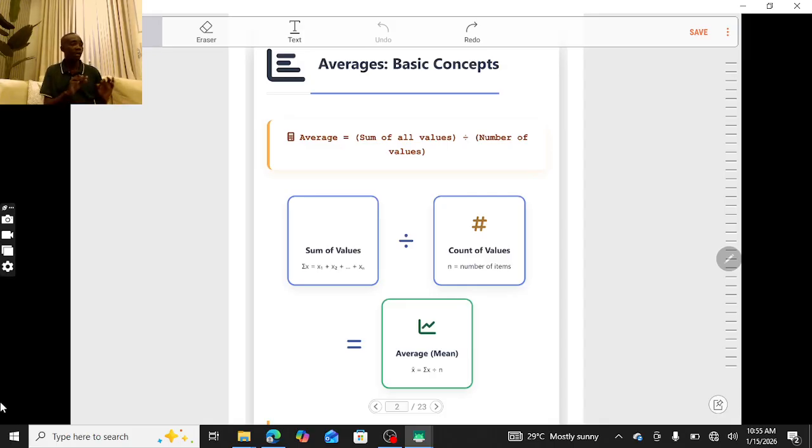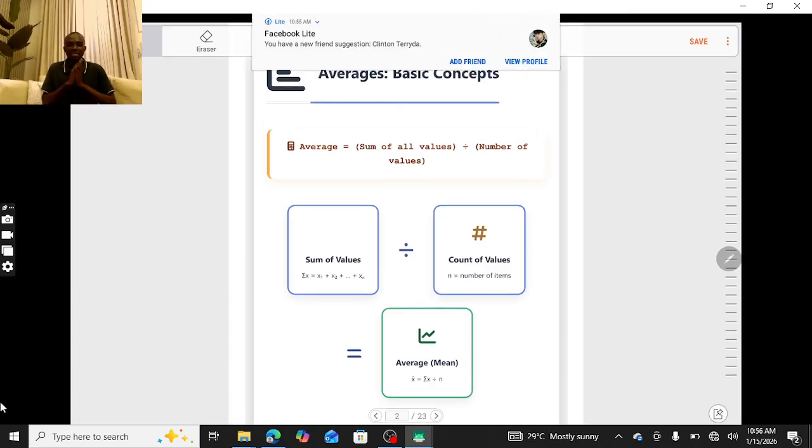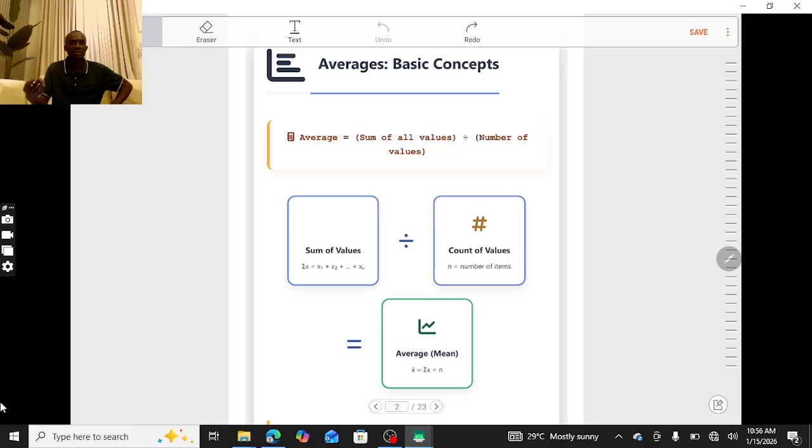Let's say, what is the average of 2, 3, 4, 5, 6? The median will be easier to find because you're not calculating, since it's already arranged. So the median is 4, but the mean is also 4, and this is an arithmetic progression.